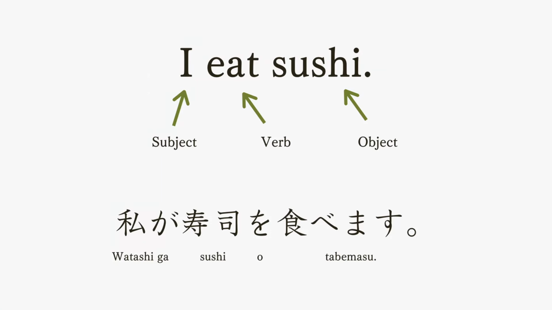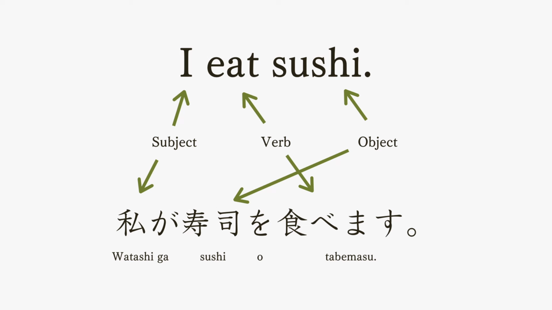In Japanese, the same sentence would sound like, Watashi ga sushi o tabemasu. Watashi is the subject, and it comes first, just like it does in English. Next, we have sushi, which is our object in our sentence. And lastly, we have tabemasu, which is the verb.